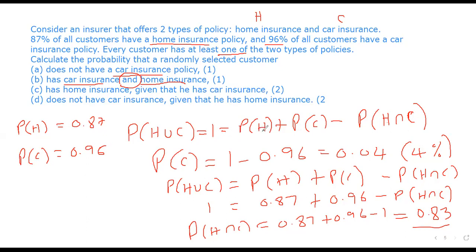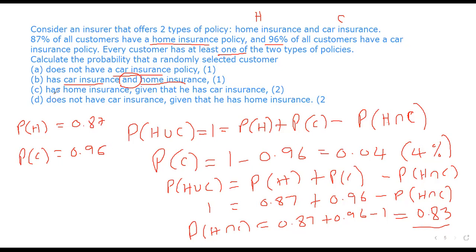Yes. So the probability of H is 0.87, the probability of C is 0.96, and the intersection is what we're looking for, because we're asked to find the probability that a customer has a car insurance and a home insurance. Just for those who are curious, if you multiply these two, what are you getting? 0.8352. Okay, great. So that is close to the answer, sometimes coincidentally.